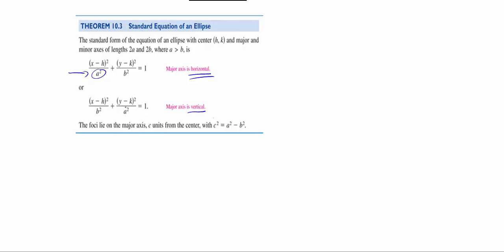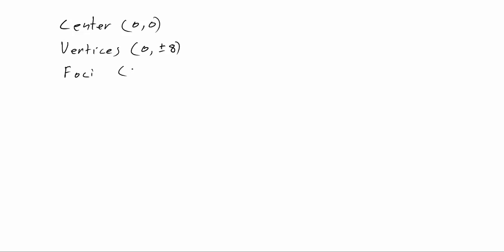It's going to be vertical if the bigger number, a squared, is below the (y minus k) squared. Also remember that c squared is equal to a squared minus b squared. Suppose we're given the following information: the center of the ellipse is the origin at (0, 0), the vertices are (0, plus or minus 8), and the foci are (0, plus or minus 4).